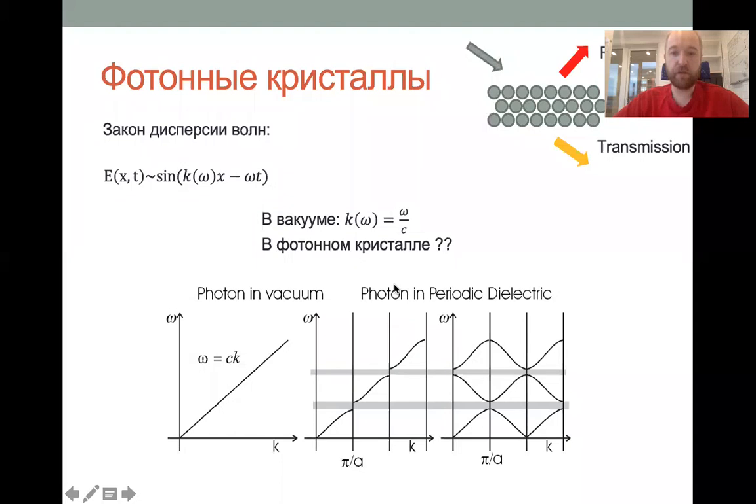But if we deal with periodic structures like a photonic crystal, we should have some bands. This is our allowed band, and this is a band gap here, see? Or we can deal with the first Brillouin zone, for example, when the wave number changes from minus pi over period to pi over period. In this case, we see these beautiful bands, and the gray, shadowed regions are the band gap for light.